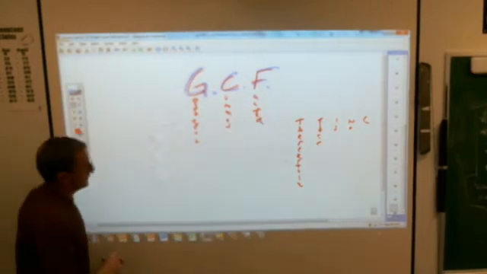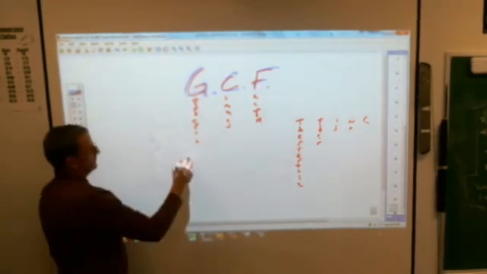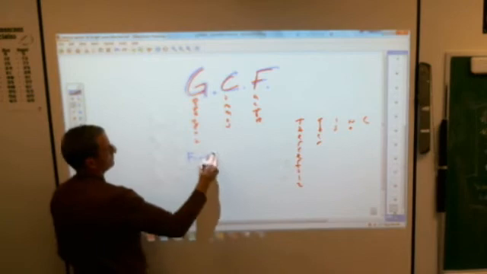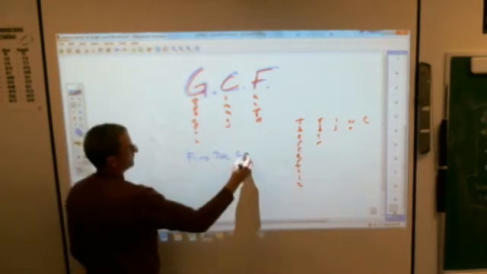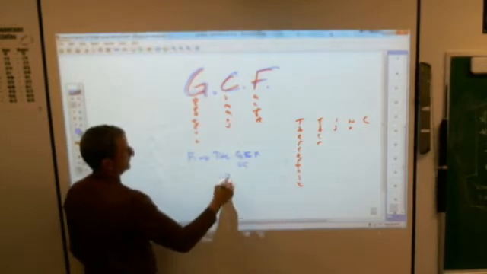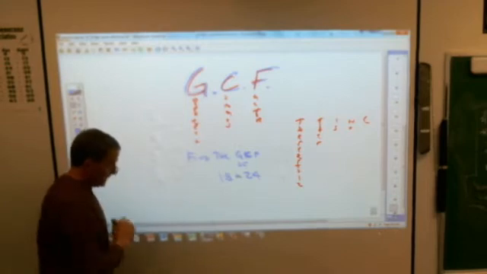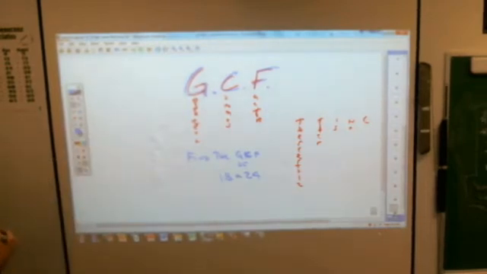Now, you remember this, ladies and gentlemen, from back in the day when you were asked to do this. Find the GCF of 18 and 24. Now, many times people get greatest common factor mixed up with least common multiple. We are looking for factors here, so that should help you out.